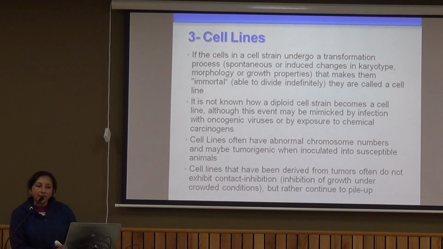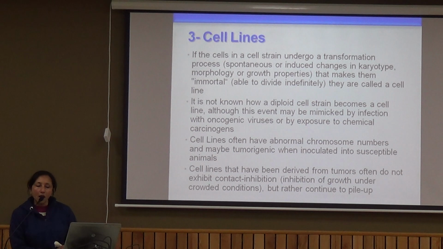If the cells in a cell strain undergo a transformation process, that is spontaneous or induced changes in karyotype, morphology or growth properties, that makes them immortal. Immortal means they can divide indefinitely, as against the earlier two types where we had 5 to 10 divisions and 40 to 50 divisions. Here the cells divide indefinitely and now they are known as cell lines.